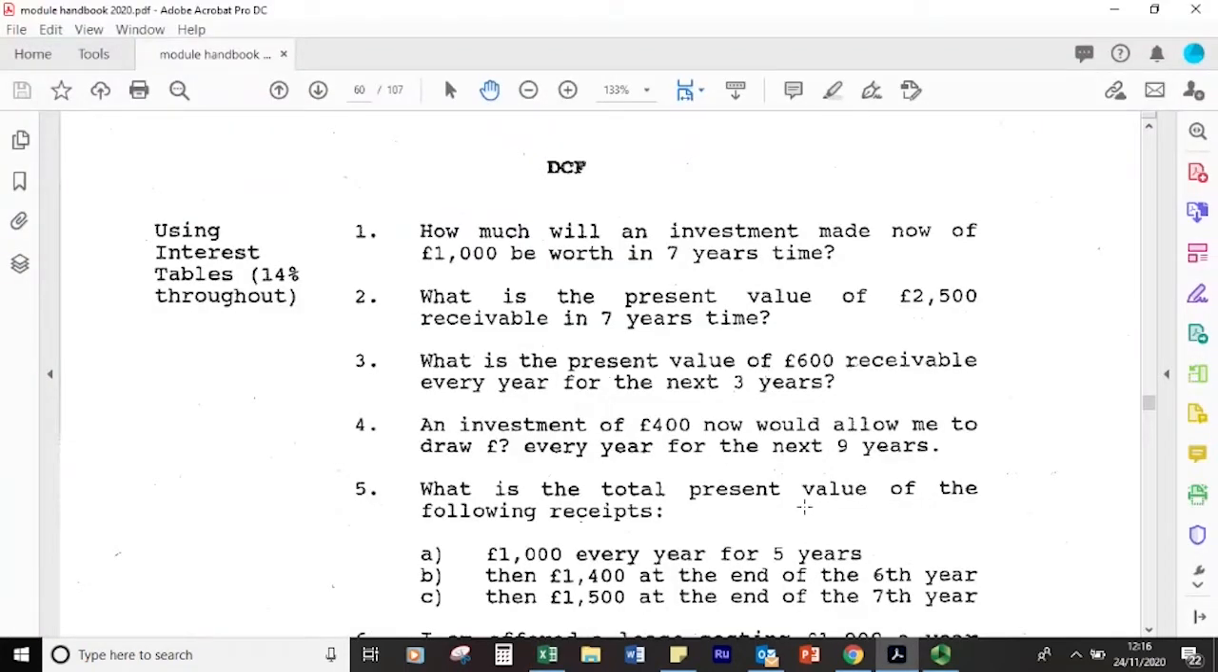Second one, what is the present value of 2,500 receivable in 7 years' time? This question is the reverse of the first question. In the first question, we were depositing 1,000 for 7 years, and we received 2,502. So we can assume it's 2,500. And in the second one, we are being asked that if we receive £2,500 in 7 years' time, what is the value now? So it should be 1,000, because the cost of capital in both cases is the same. So let's see, what do we get?